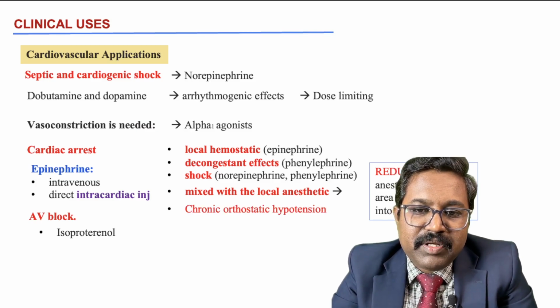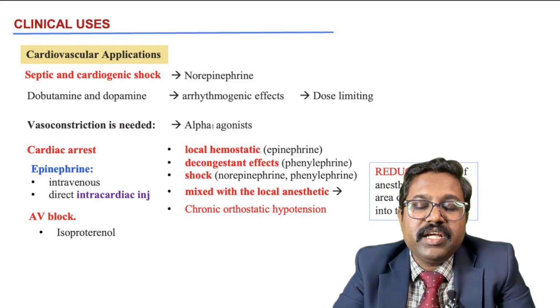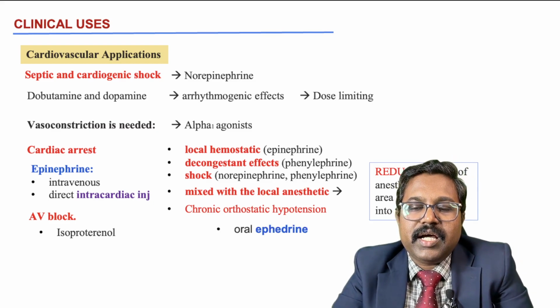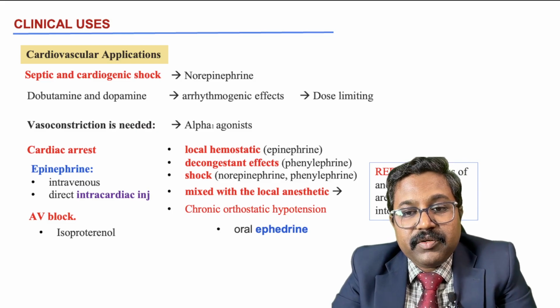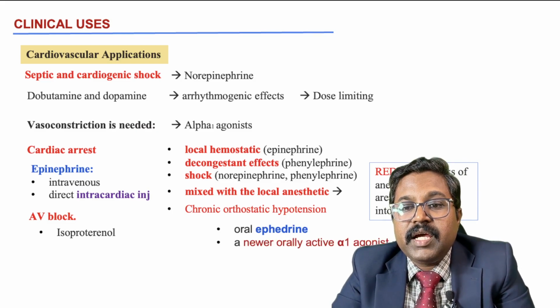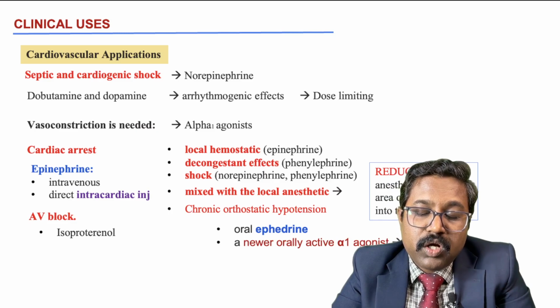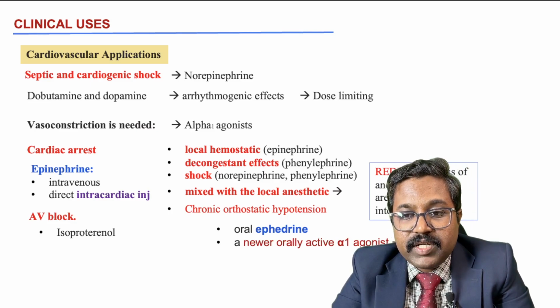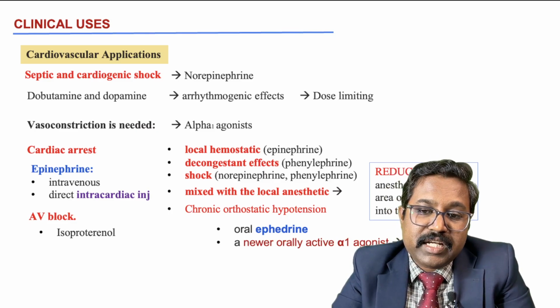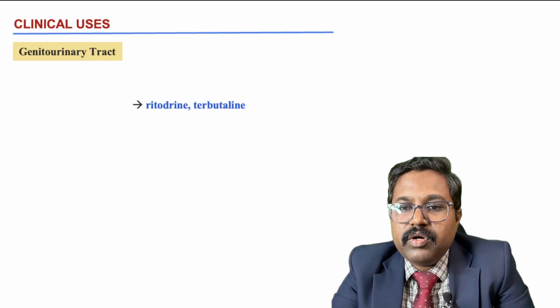Also, epinephrine is useful in treating chronic orthostatic or postural hypotension. Apart from that, you can also give oral ephedrine or a newer orally active alpha 1 agonist, midodrine, for the treatment of chronic orthostatic hypotension.